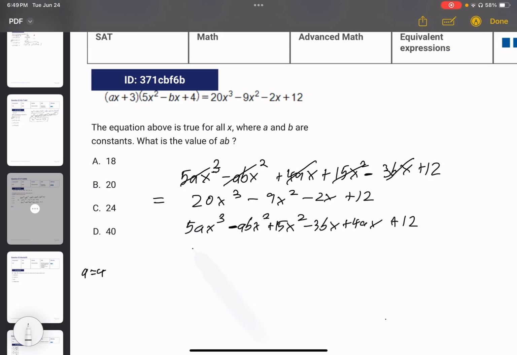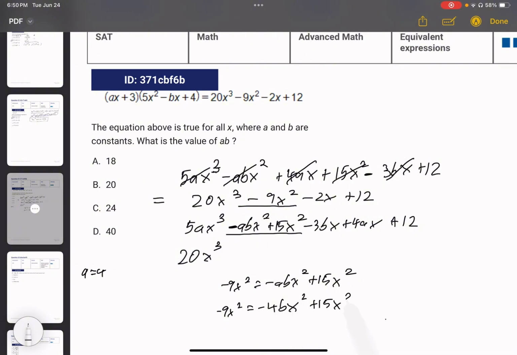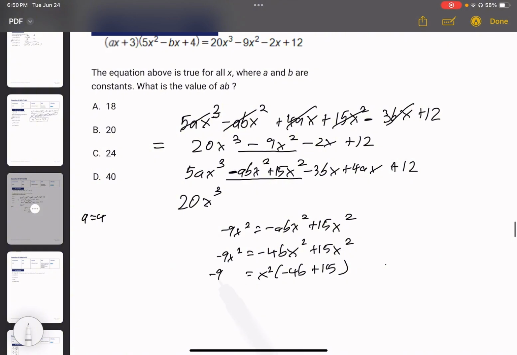So we have 20x cubed, since we already solved for that, and then these two must equal negative 9x squared. So we're going to solve down here a little expression for this. So negative 9x squared is equal to negative abx squared plus 15x squared. We know that a is 4, so we're going to plug in: negative 9x squared is equal to negative 4bx squared plus 15x squared. Now we can factor out an x squared from this side, and we're going to get negative 4b plus 15. And then this gives us a negative 9x squared on this side.